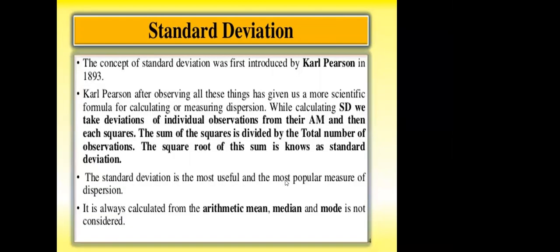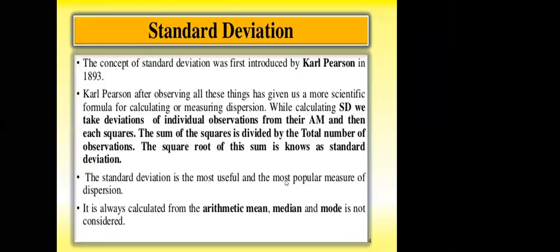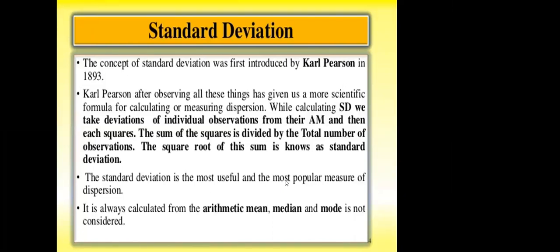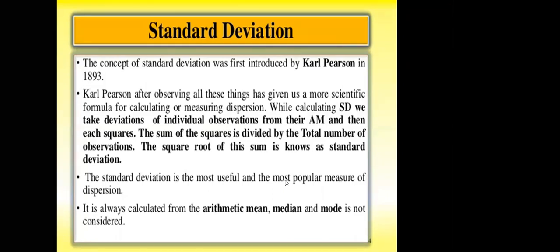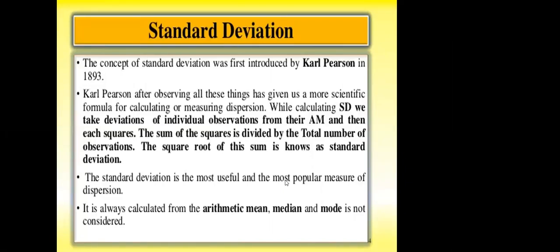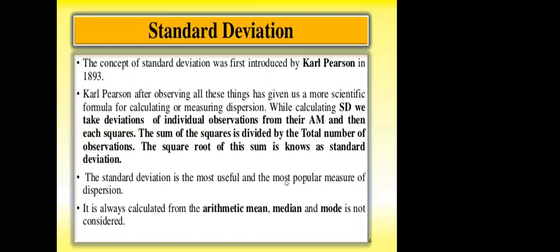On the other hand, standard deviation was first introduced by Pearson in 1893. Pearson, after observing all the items, gave us a more scientific formula for calculating the measure of dispersion. Standard deviation is a part of the measures of dispersion. While calculating the SD, we take the deviation of the individual observations from their arithmetic mean and then square them. The sum of the squares is divided by the total number of observations. The square root of the result is known as the standard deviation.